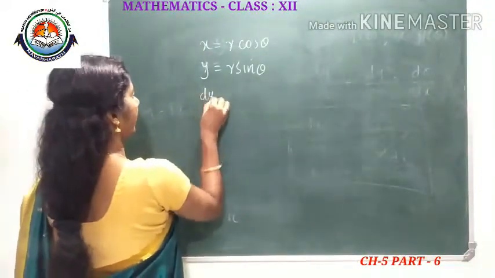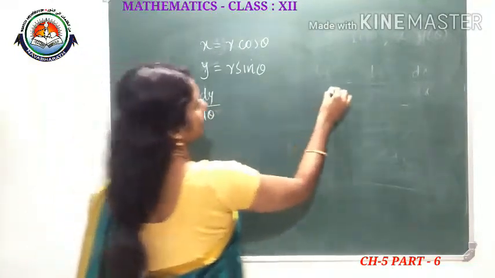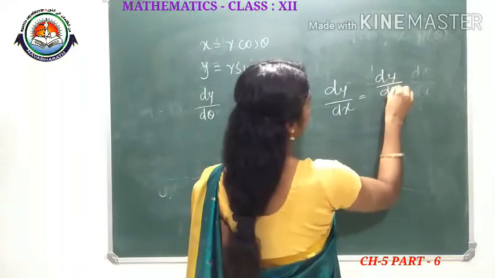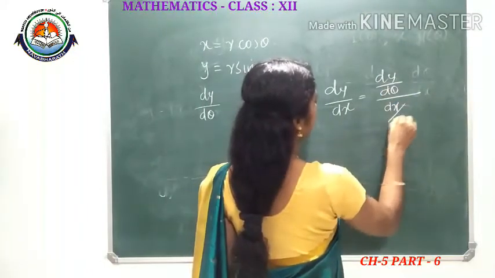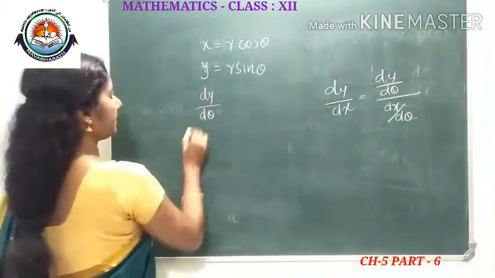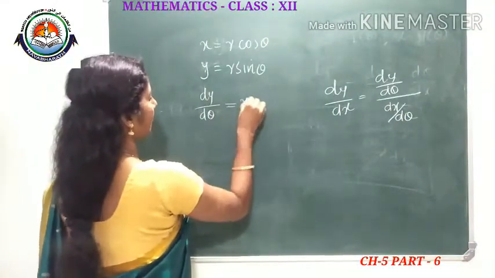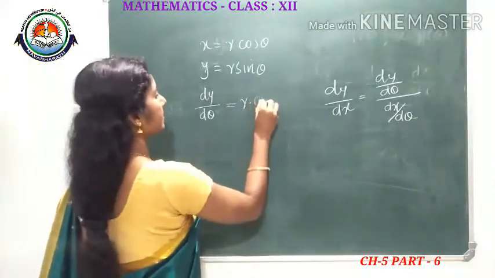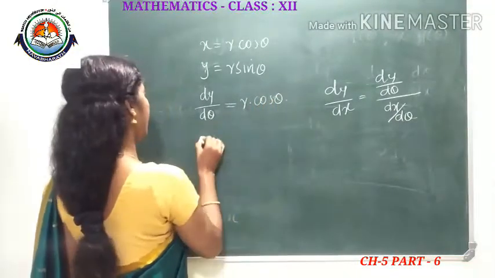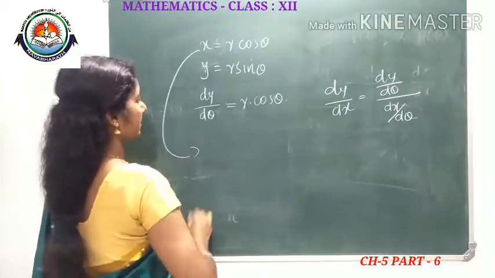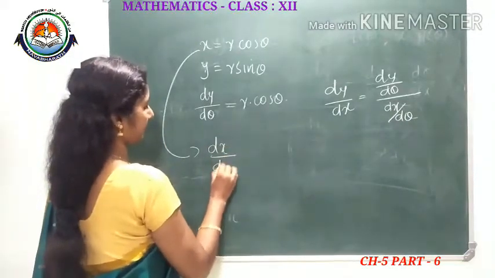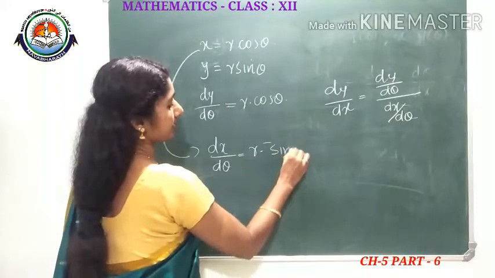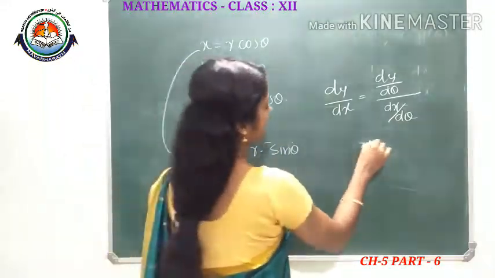So we need dy by d theta. To get dy by dx, we need dy by d theta divided by dx by d theta. For that, dy by d theta: y is r sin theta, r is constant, so constant into sin theta's derivative, cos theta. And x is given r cos theta, so dx by d theta is r into cos theta's derivative, minus sin theta. So we need dy by dx.